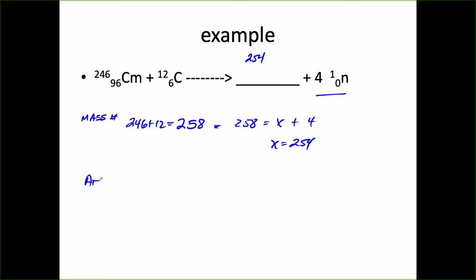So, atomic number. 96 plus 6 gives me 102. Neutrons don't have any atomic number. So this element is going to be 102. And 102 is nobelium, or No. And this is what a transmutation reaction does. And this is the right answer. So let's continue.